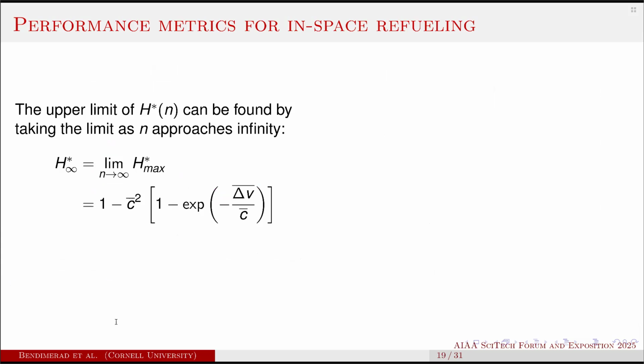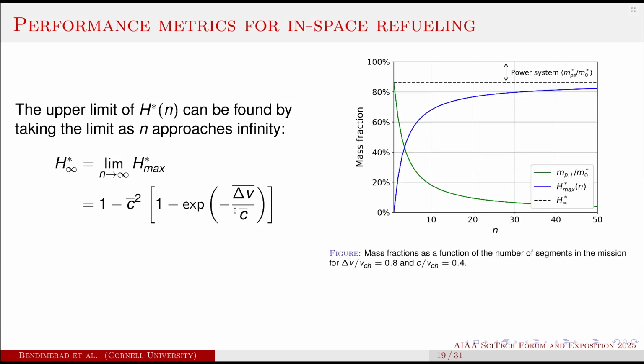We can also show that there is an upper limit of H star by taking the limit of n to infinity. And we can show that this is the maximum value of the normalized payload mass. And we can take some values for delta V bar and C bar to show this plot here. So this is the mass fraction of the spacecraft as a function of the number of segments in the mission.